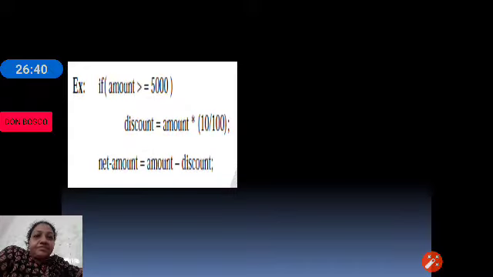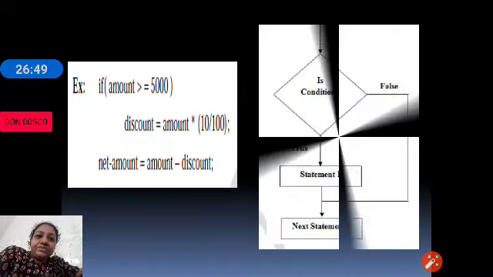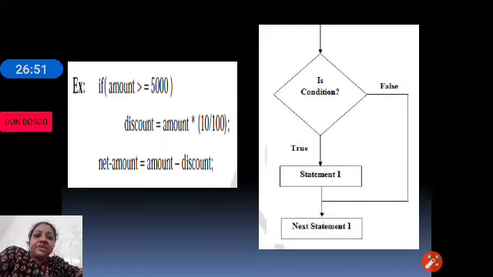Let's see one example here. If amount is greater than or equal to 5,000, discount is equal to 10%. Imagine a shop, they are giving a discount only for the bill amount greater than or equal to 5,000.